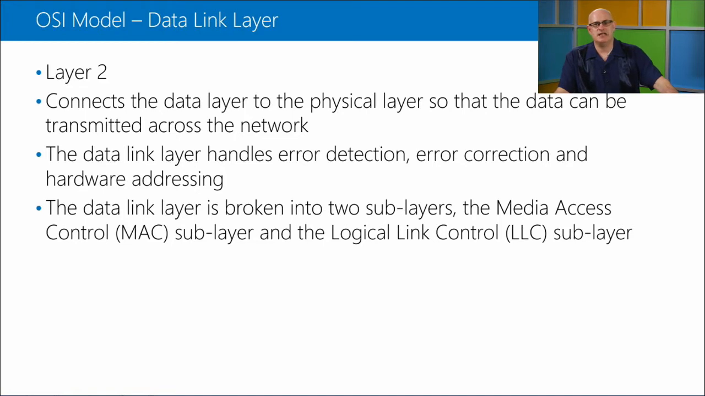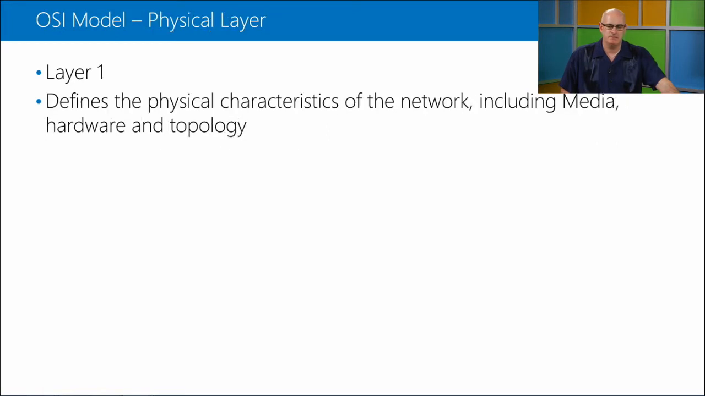Layer 2, the data link layer, connects the data link to the physical layer so the data can be transmitted across the physical network. It can handle error detection, error correction, and hardware addressing. The data link layer is actually broken up into 2 sublayers, the media access control or MAC sublayer and the logical link control LLC sublayer.